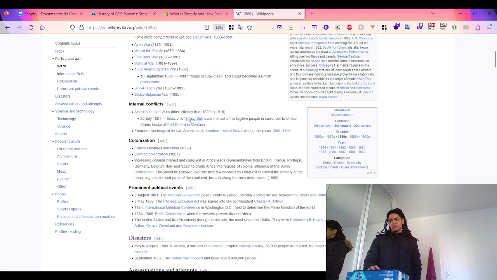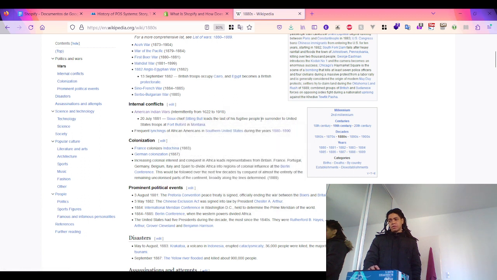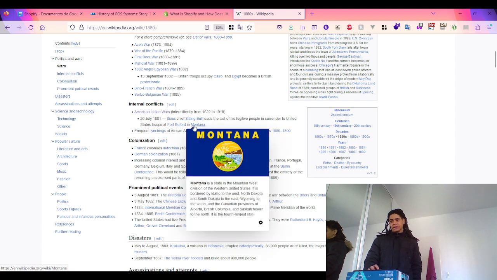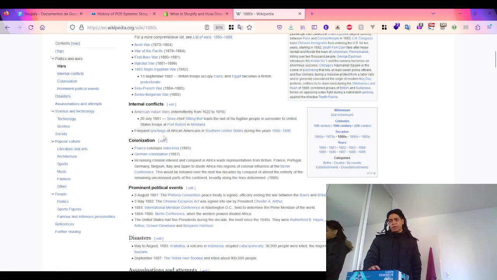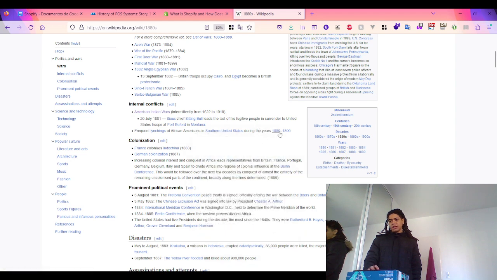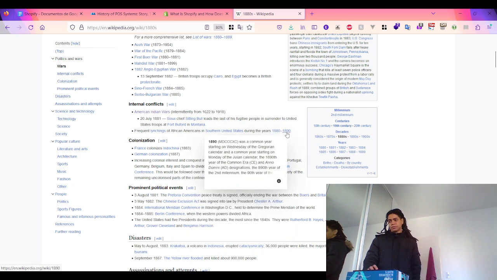1881, Sioux chief Sitting Bull leads the last of his fugitive people in surrender to United States troops at Fort Buford in Montana. Frequent lynchings of African Americans in the southern United States during the 1880s and 1890s.